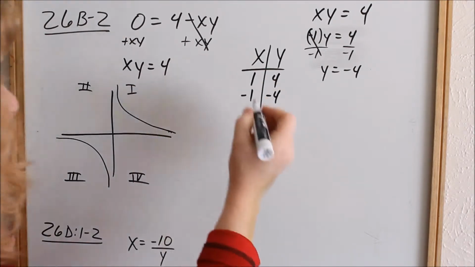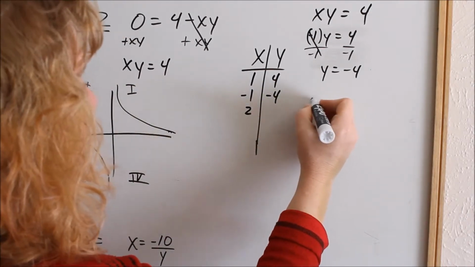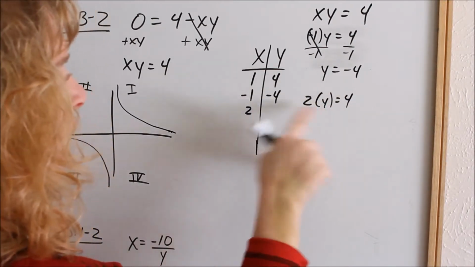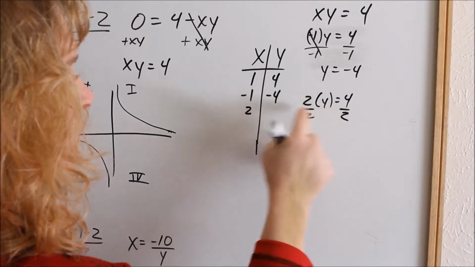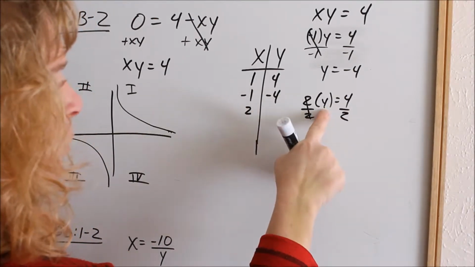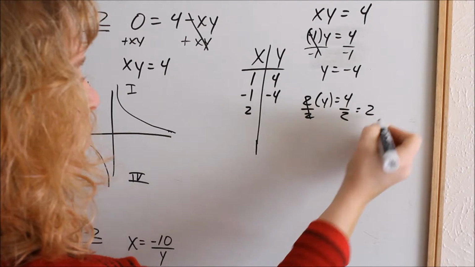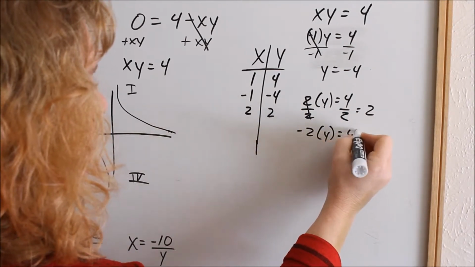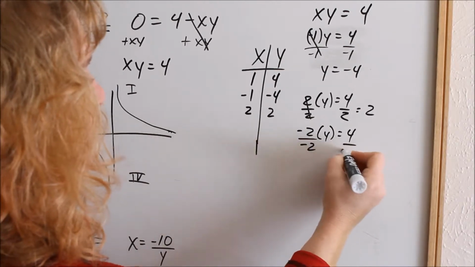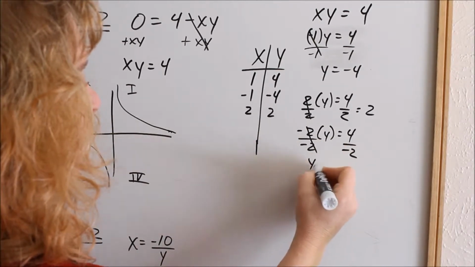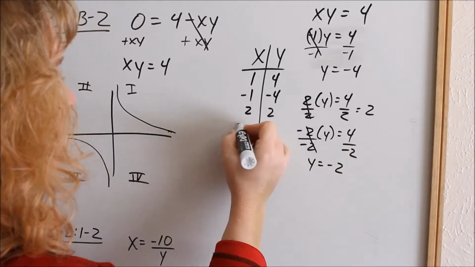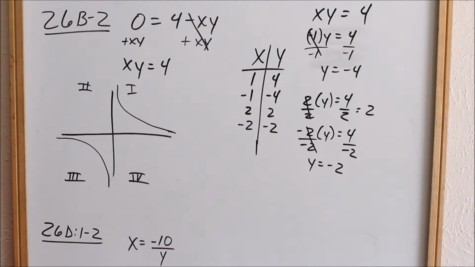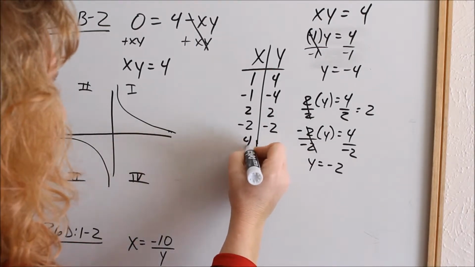Alright, so let's plug in 2. Putting in 2 for x, that would be 2 times y equals 4. I have to divide both sides by 2 because these are being multiplied. So you can see y is going to equal 2. Well, what if I plugged in -2 for x? Then I'm dividing both sides by -2, and y would equal -2. So putting in -2 for x gives me -2 for y. So let's just say if I plugged in 4.